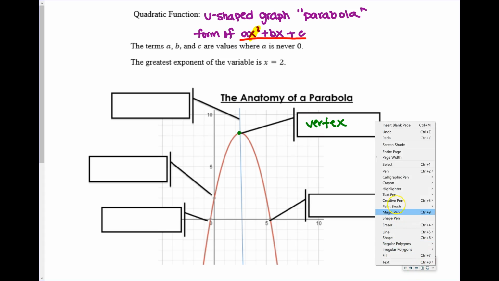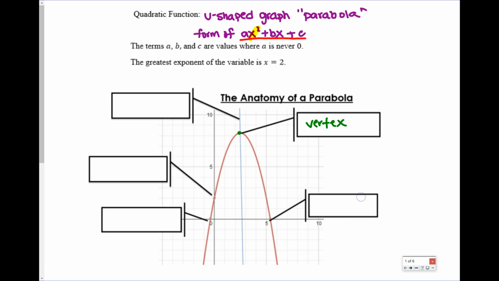Another really important part that goes kind of hand in hand with the vertex is called the axis of symmetry. See this line going straight through here? Now that line is not actually on the graph. It's invisible. I'm making it a line to show you that there is an invisible line that goes straight through the vertex, and we call this line the axis of symmetry. And it's always going to be x equals a number when we define it. Okay, always will be x equals a number.